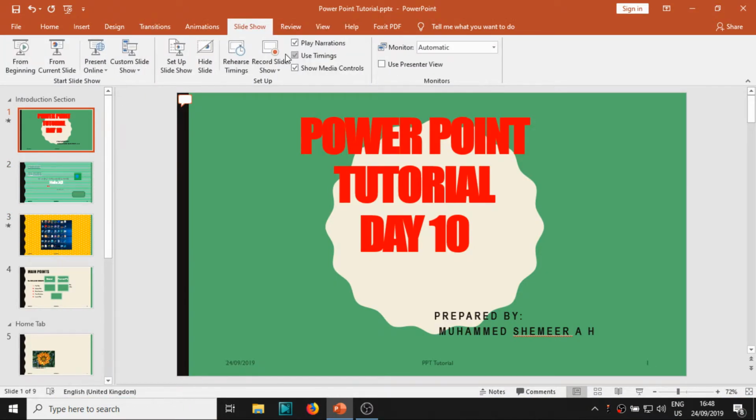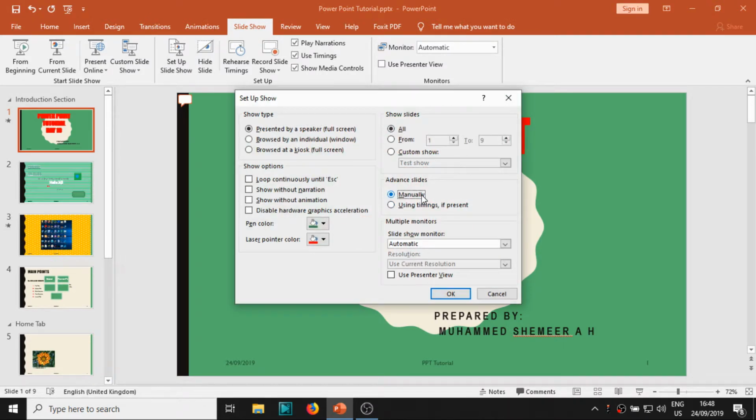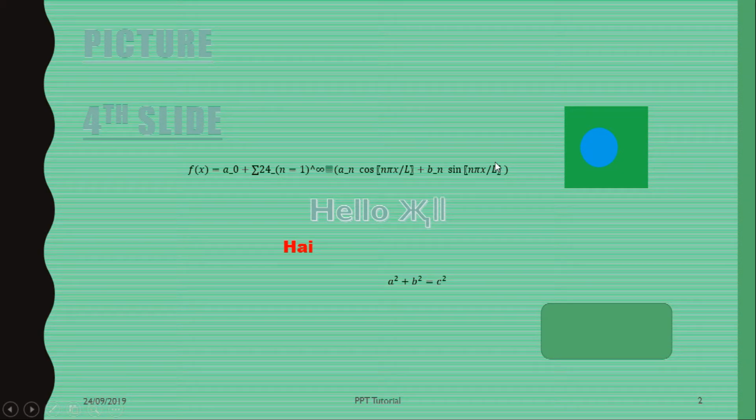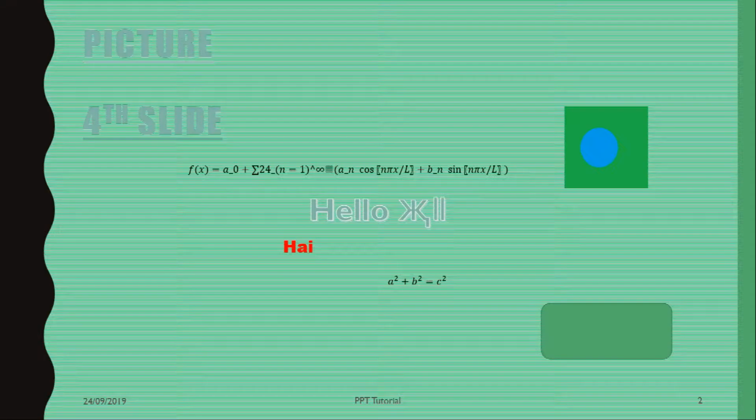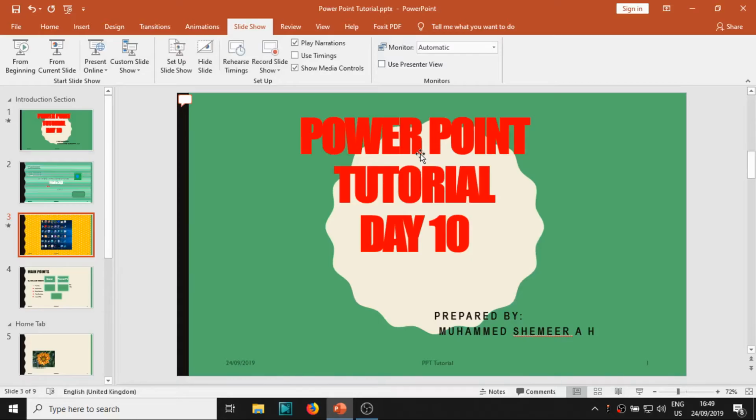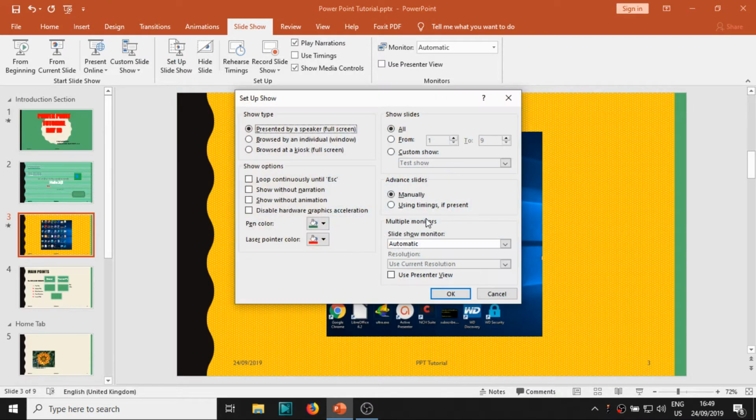Now let us go here, the slideshow, and set up custom show manually, and I pressed OK. When I click here, nothing is displayed. I'm clicking the mouse button. Now the animation is displayed. Now let's wait for the 3 seconds. Now after 3 seconds nothing happens. I move to the next slide. After 2 seconds it should go to the third slide. Even after 5 seconds it doesn't go. So this is about the manual option and using timings if present.